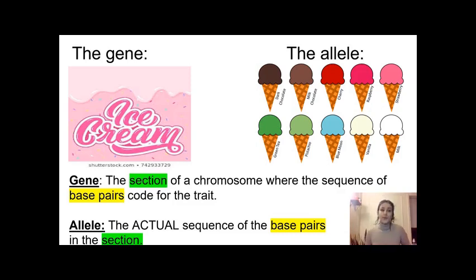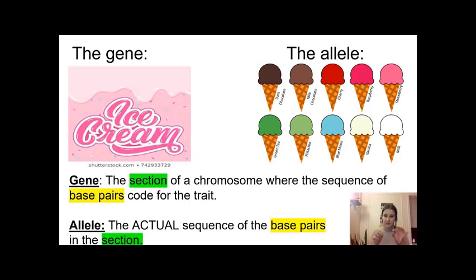Anyway, so if a gene is the ice cream, then all the different flavors like chocolate, vanilla, strawberry would be the alleles. So just because there are all these different flavors of ice cream, does that mean they're not ice cream? No, they are. They're just different kinds of ice cream. So that's basically what alleles are. A gene is still a gene, but there are different kinds, different forms of genes, which would be the alleles.